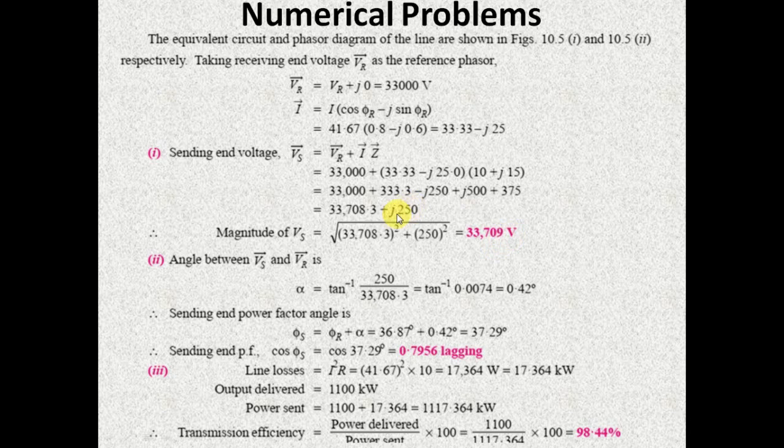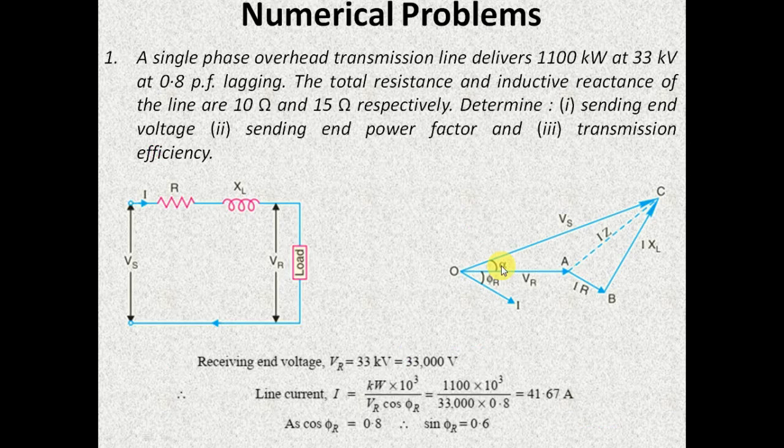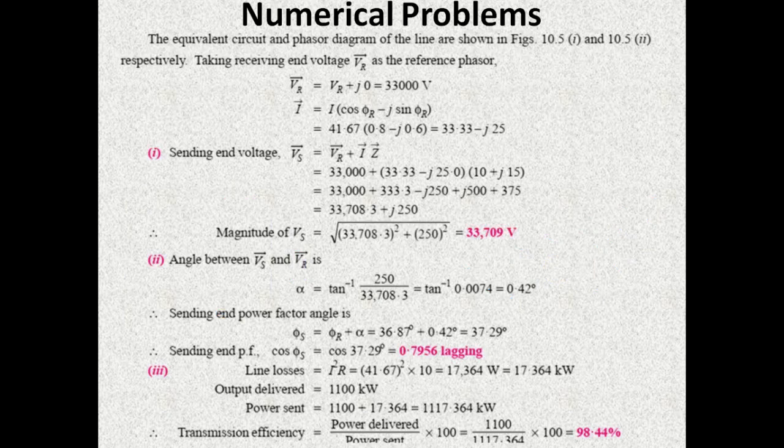From the complex notation of this sending end voltage, we can get the value of angle alpha, which this vector Vs will be making with the reference vector VR. In order to get the value of alpha from this complex notation of Vs, we have to find tan inverse of imaginary part divided by the real part. This you have studied in your basic mathematics classes. So we will be able to fetch the value of alpha.